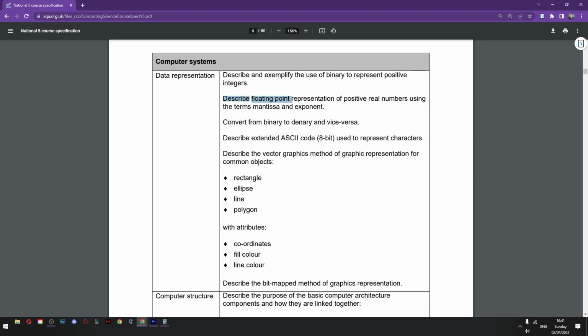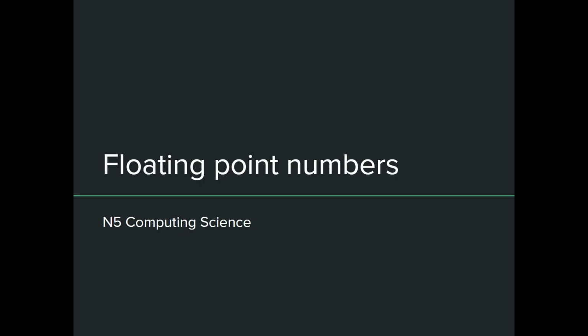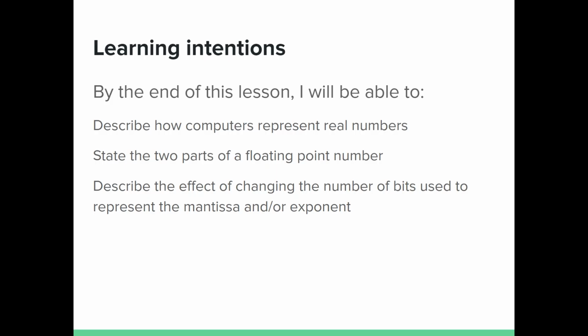Today we're looking at the description of floating point representation. It's for positive real numbers using terms like mantissa and exponent. I've got a presentation for you, and we are going to learn all these things, even though I think this last one might be for Higher Computing Science only, but it used to be at National 5 level, so I'm keeping it in just in case it creeps back into the National 5 course.